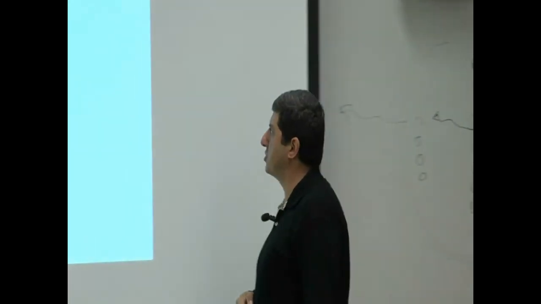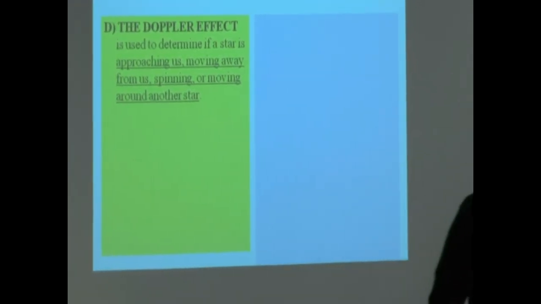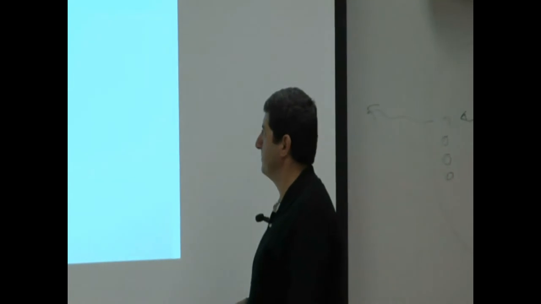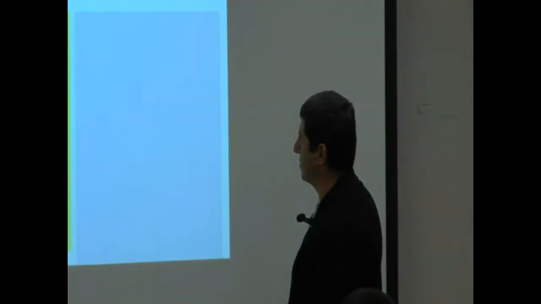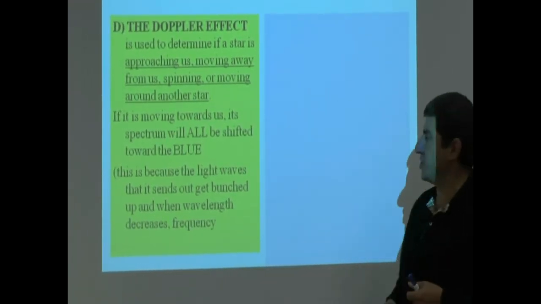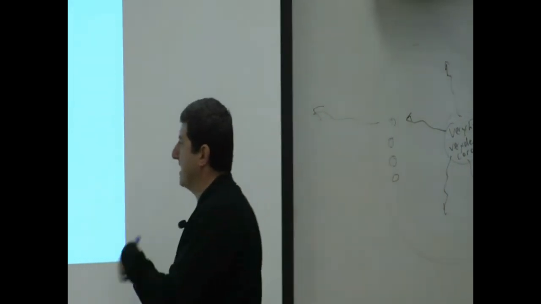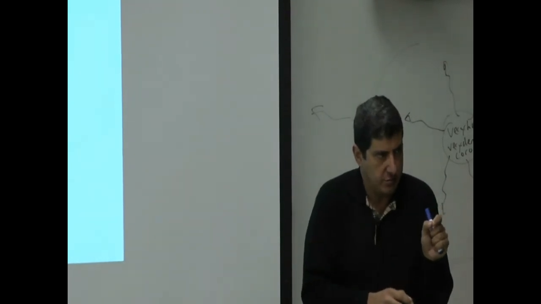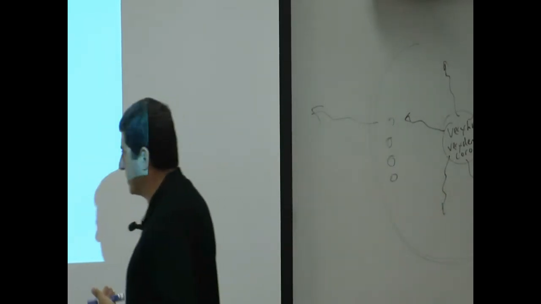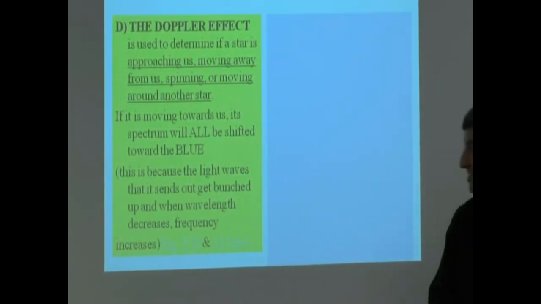So Doppler effect is used to determine how fast a star is approaching us and whether the star is approaching us or moving away from us. So not only whether it's moving away or approaching, but also how fast, or whether it is spinning or moving around another star. If the star is moving towards us, its spectrum will all be shifted towards the blue, towards the shorter end of the spectrum. This is because the light waves that it's sending out towards us get bunched up and get closer and closer together. When wavelength decreases, frequency increases. And that's how you cause the Doppler shift.